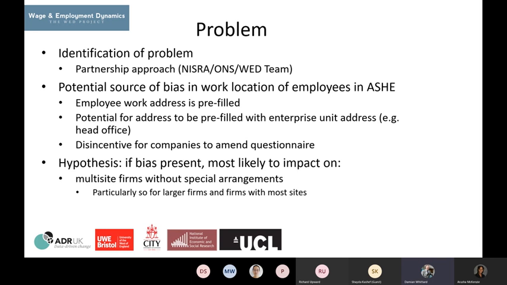Of the companies that do fill in the form by hand, the bias is most likely to be in those with most sites, as administratively it's going to be more burdensome to correct that for each and every site. And large multi-site firms are likely to be most impacted because they're likely to have more people in the ASHE sample. However, if you think about that, for the very largest of these firms, actually, they may have greater resources to support this administrative work.